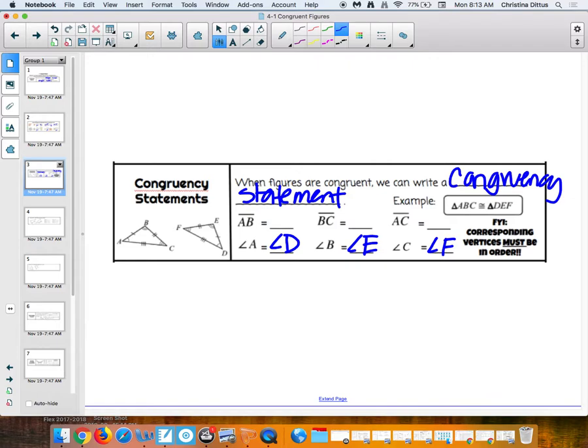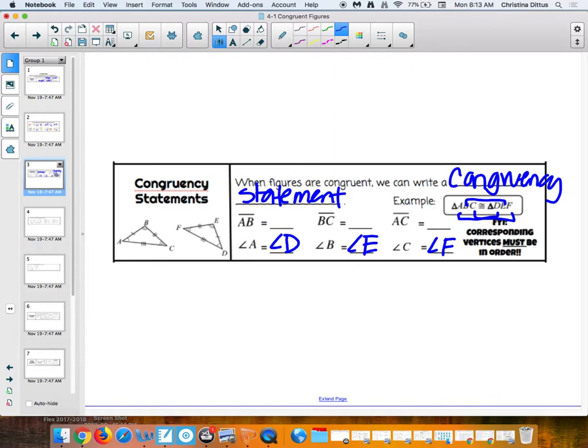Okay. If it were me, I would do my congruency statements based off of my angles. I think it's easier because I'm looking at one letter. So if you look at our congruency statement that I already did for you, A, my first letter, matches D, my first letter. B, my second letter, matches E, my second letter. This is kind of like what we talked about in the image and pre-image. And then my last letters match, okay?